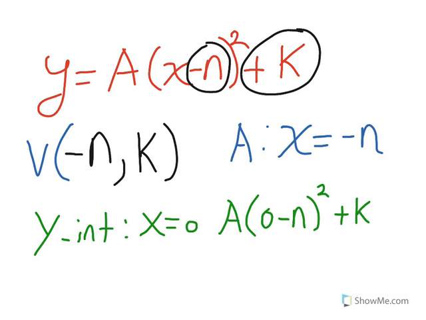Alright, if I want to shift it up or down, so y is equal to x squared. To shift it up or down, all I'm going to do is add or subtract a number. So y is equal to x squared plus 5 and minus 5.